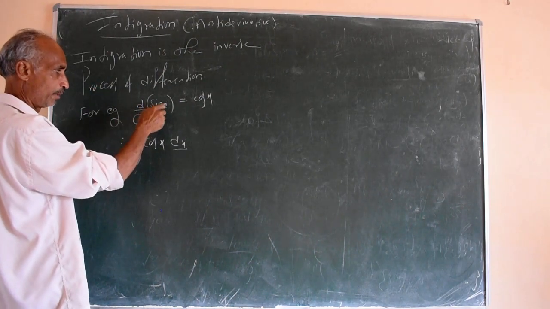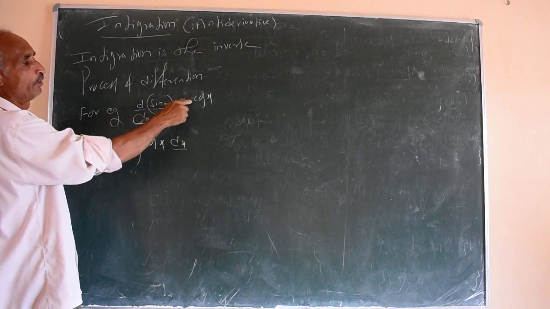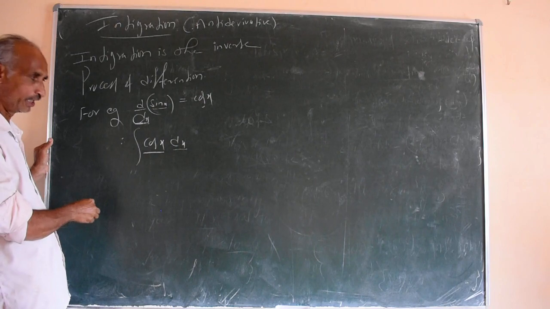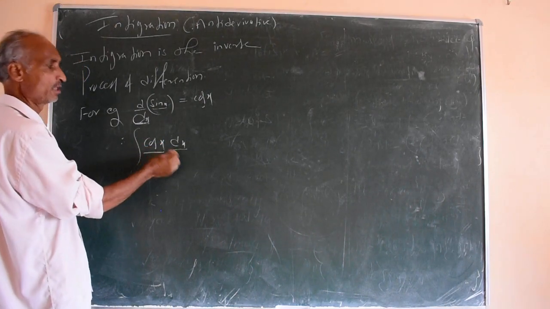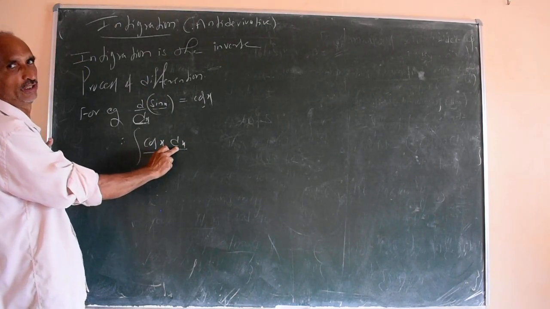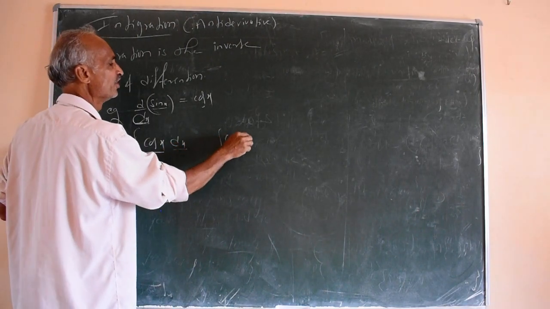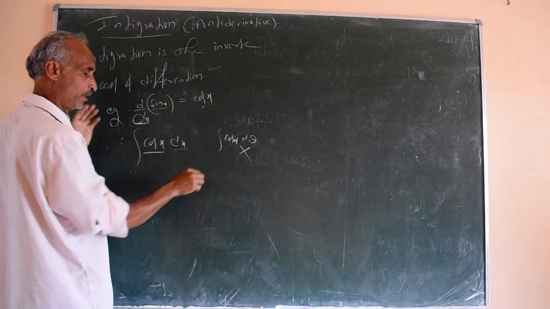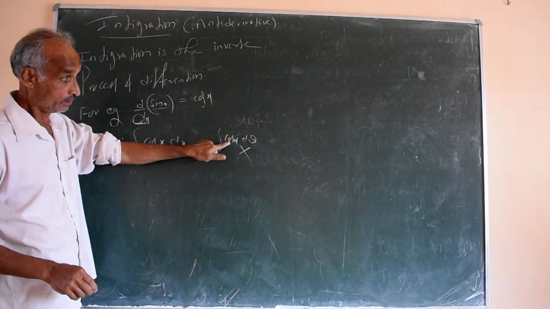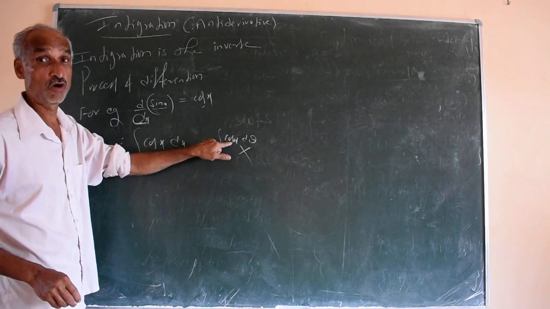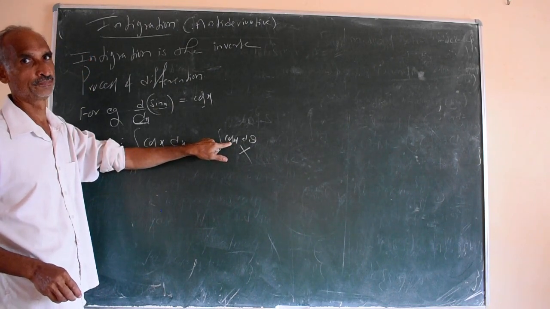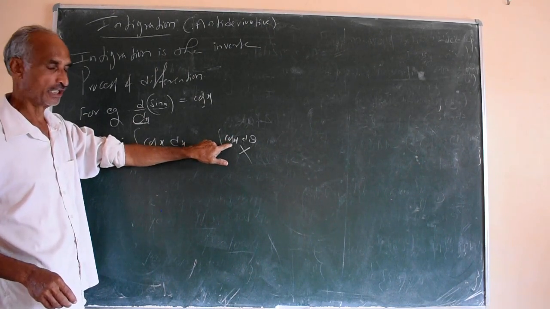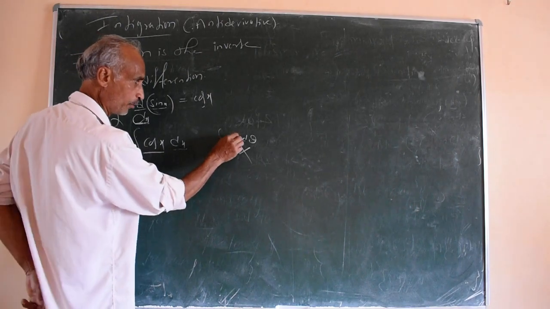Then only you can write out the differentiation formula. Here also, the function which is to be integrated is a function of x, and here also dx only. Integration of cos x d theta is absolutely wrong. The function which is to be integrated is called the integrand.